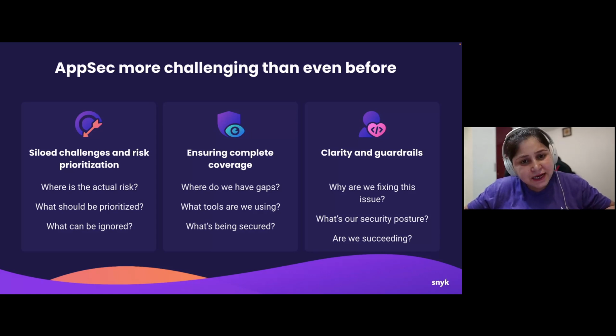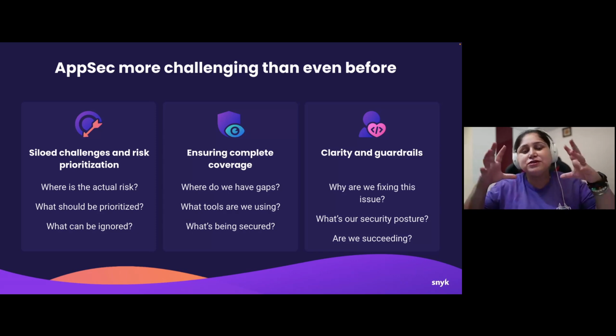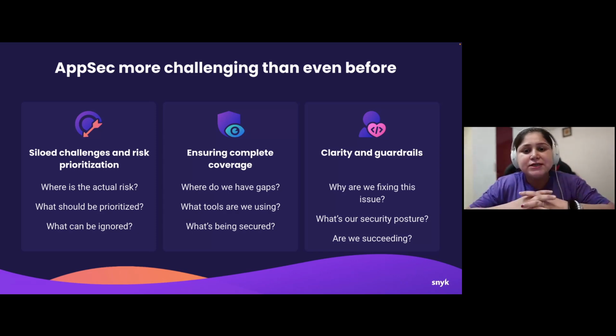Then there are other challenges about ensuring complete coverage. The proliferation of all these tools also brings the challenge of ensuring comprehensive coverage. Application security teams will find themselves questioning the blind spots, the tools in use, and precisely what is being secured. The absence of a unified view of the entire application security landscape creates uncertainty. For example, the questions would be: where are the gaps? What tools are we going to use? So again, you'll have the same questions in a loop, or what exactly we are securing.